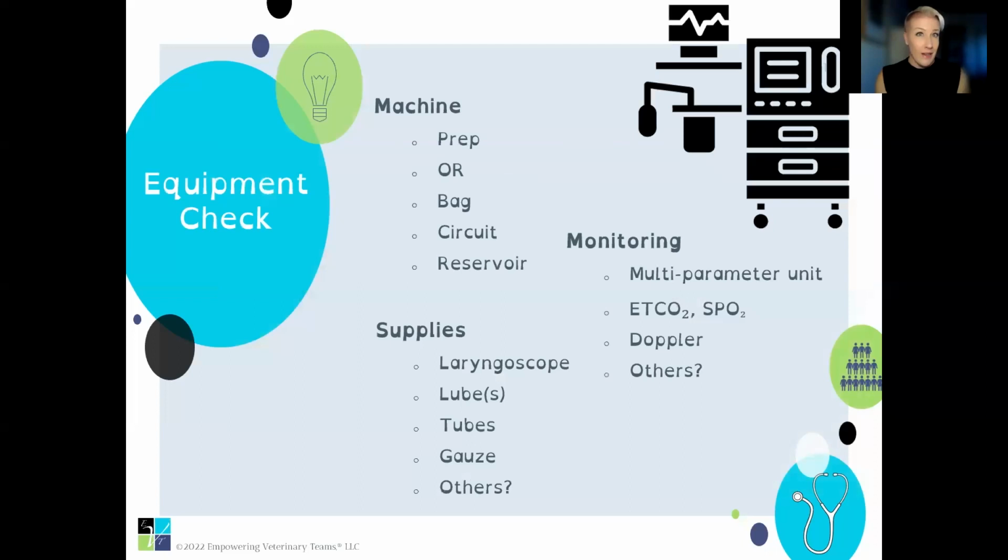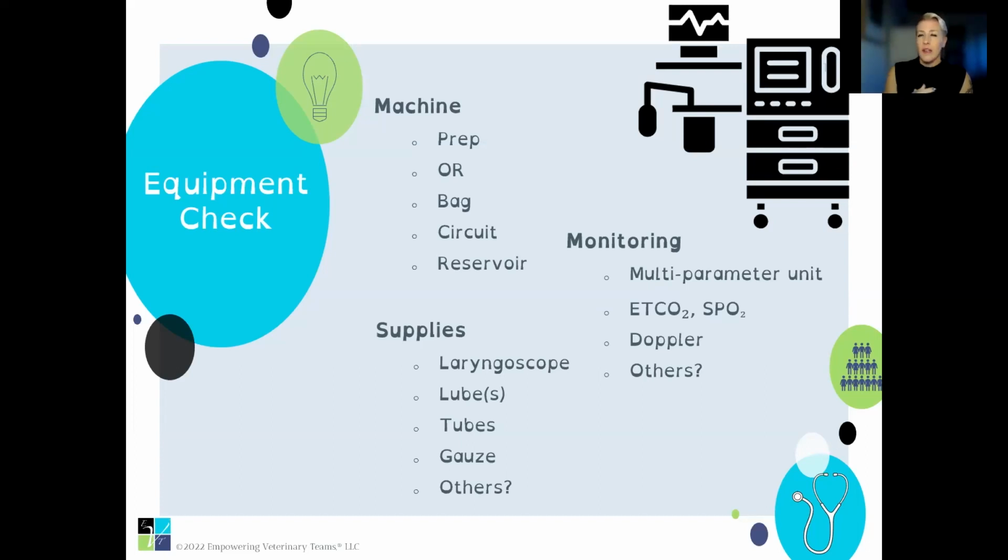This is before we even knock them down. You have to make sure that everything that you're going to be utilizing for the procedure is ready to go. So this is the anesthetic machine that's in the prep area and in the operating room. It might be the same one, it's portable. Whatever it is, make sure that your scrub system is ready to go within it, like your soda lime, and that your scavenge is attached appropriately. If you have a carbon filter in there, that's changed, that your inhalant levels are up to date.